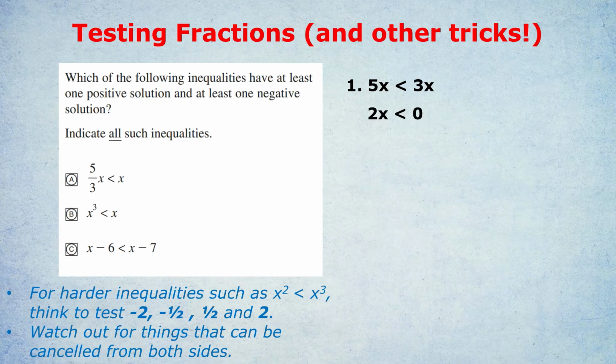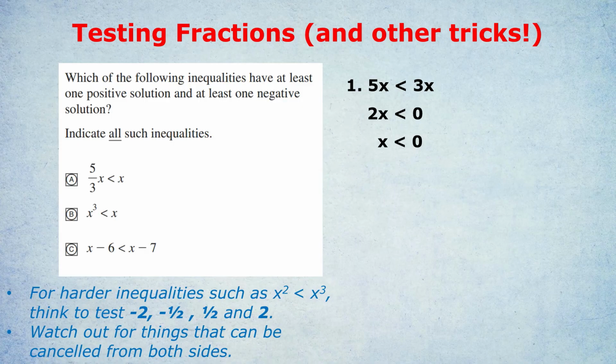This would give us 2x is less than 0. And now, just to be fancy, we divide both sides by 2, giving us x is less than 0. Remember, if you divide 0 by 2, it doesn't have any effect. It stays as being 0. So we know from option A that x has to be less than 0. And if x has to be less than 0, it doesn't have at least one positive solution. It has 0 positive solutions. X has to be negative. So option A is out.